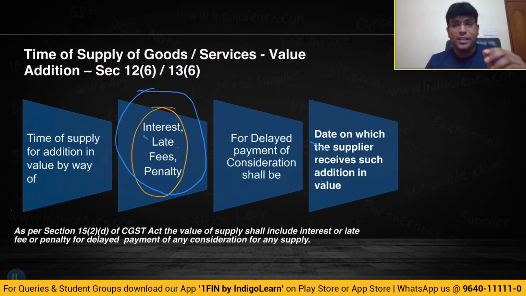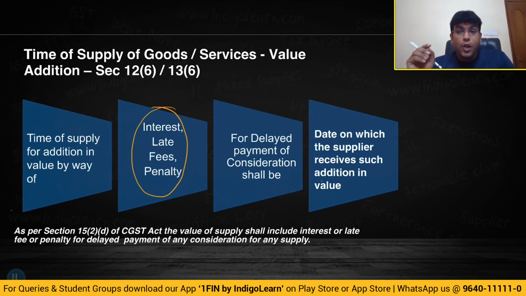So let's say there is a supplier who supplied some goods or some services for a value of 1 lakh. When the supply is made for a value of 1 lakh, the recipient did not make payment on time. When the recipient did not make payment on time, the supplier might charge interest, late fee, penalty, no sir. For that interest, late fee, penalty, what will be the time of supply? That's what we are talking about. For the interest, late fee, penalty, the time of supply will be the date when such supplier receives the addition in value.